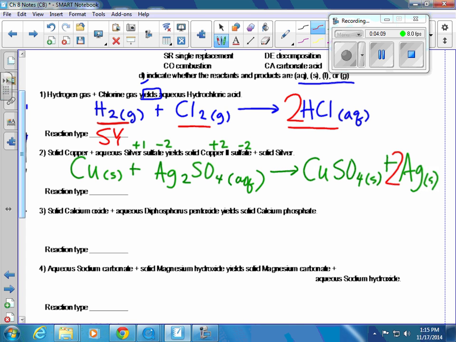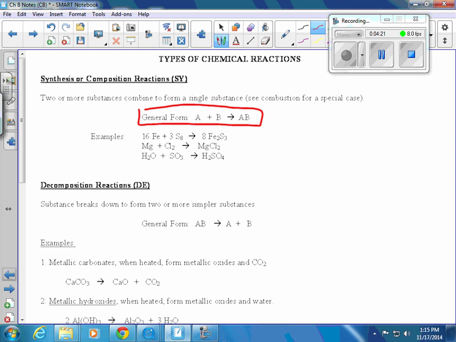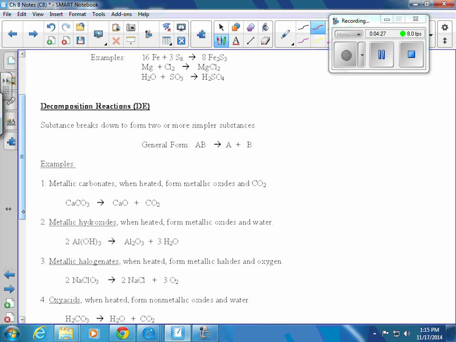Now I need to figure out what kind of reaction I have. I have copper, a single element, and I have silver sulfate, which is a compound. So let's start from the top. Okay, I had a single and I had a compound, so it can't be synthesis. Decomposition, I'm starting with 1 compound and breaking down. I do not have that.